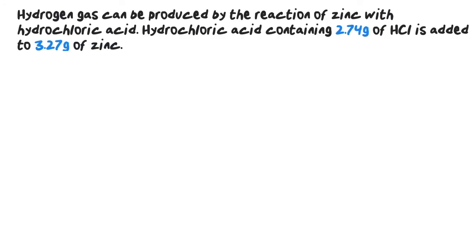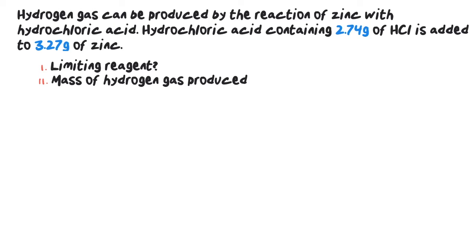Mathematically, it's easier to work with moles as opposed to molecules. The quantities would just be too large. So, here's an example. Hydrogen gas can be produced by the reaction of zinc with hydrochloric acid. If hydrochloric acid containing 2.74 grams of HCl is added to 3.27 grams of zinc, let's try and work out which is the limiting reagent, how much hydrogen gas is produced, and how much excess reagent remains unreacted.